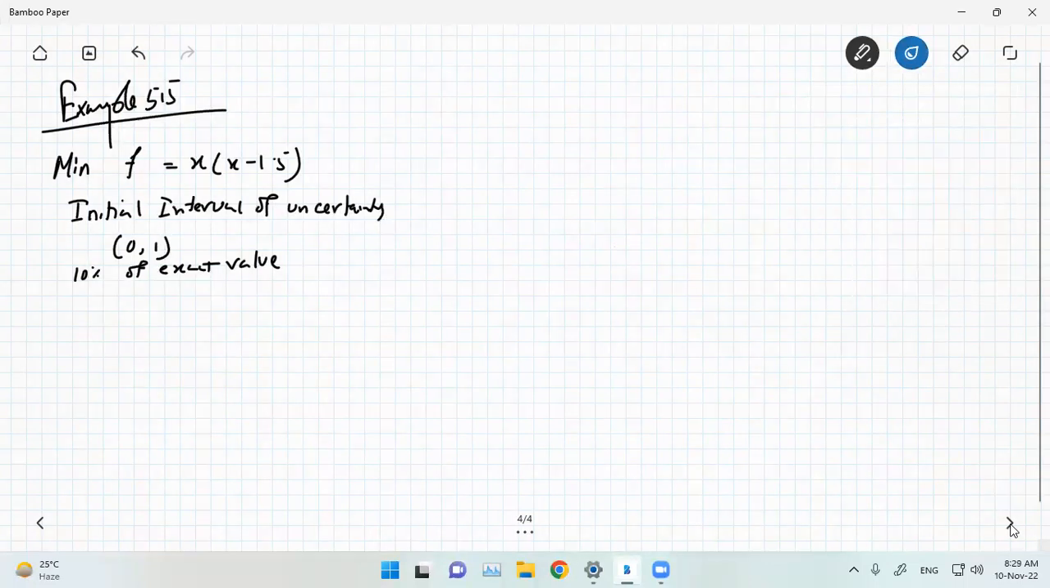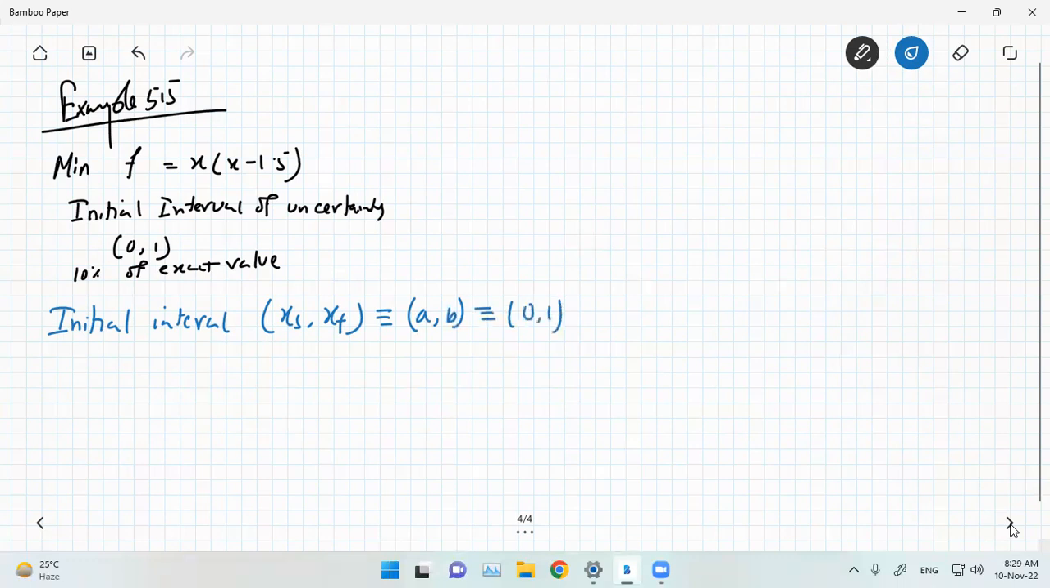So what is our initial interval? The initial interval we express in this way, xs comma xf, or in some other books, a comma b, which is basically 0 and 1. And what is L0? L0 is xf minus xs, or b minus a. In this case, 1 minus 0 is 1. So this is our initial interval.